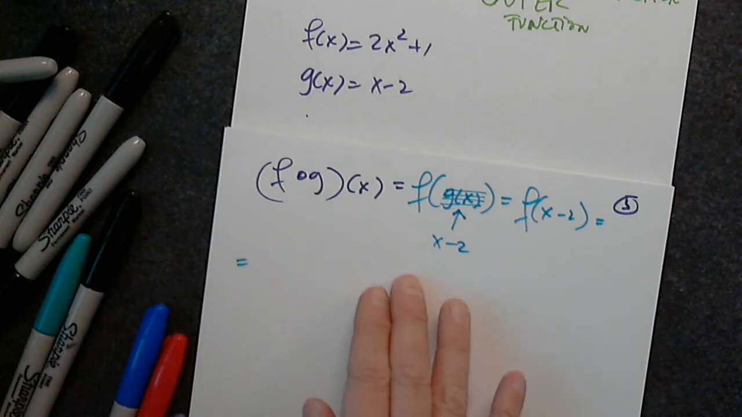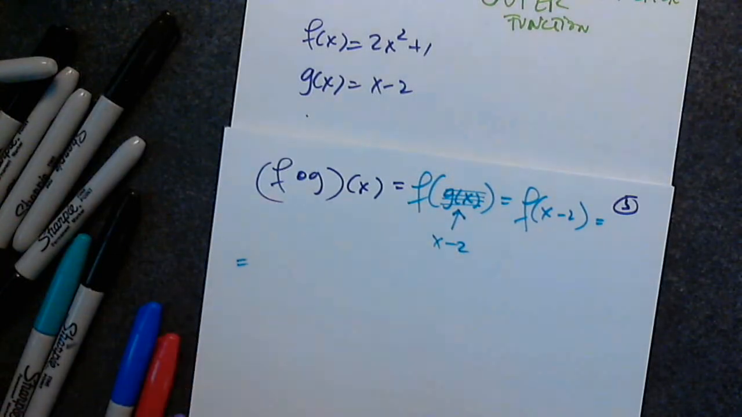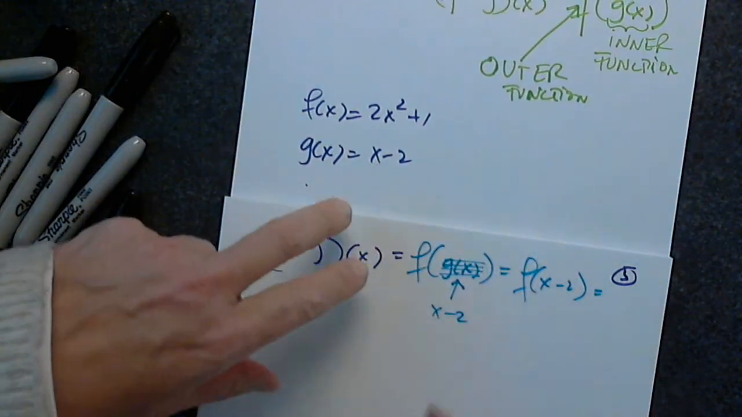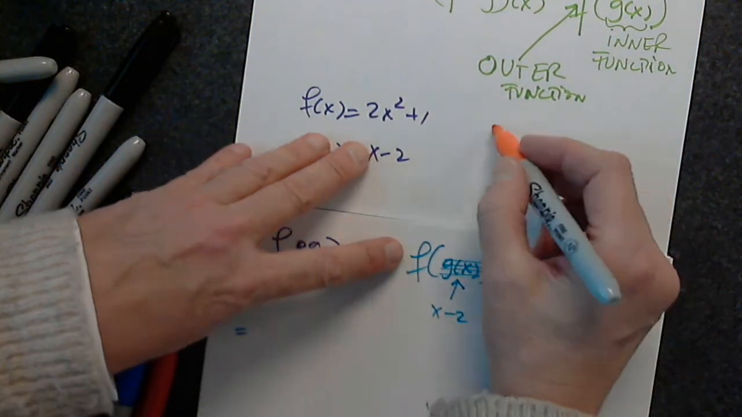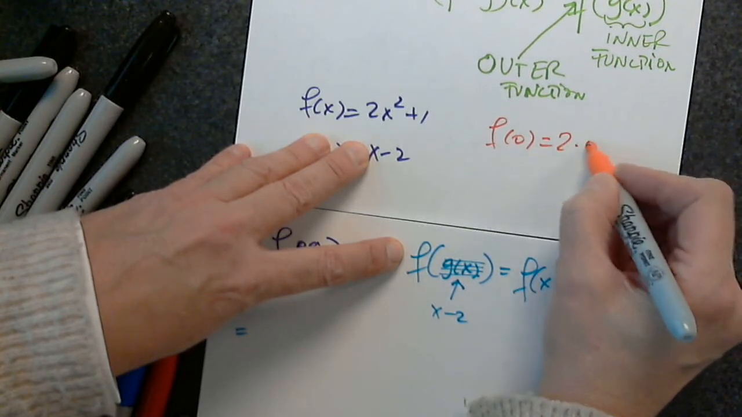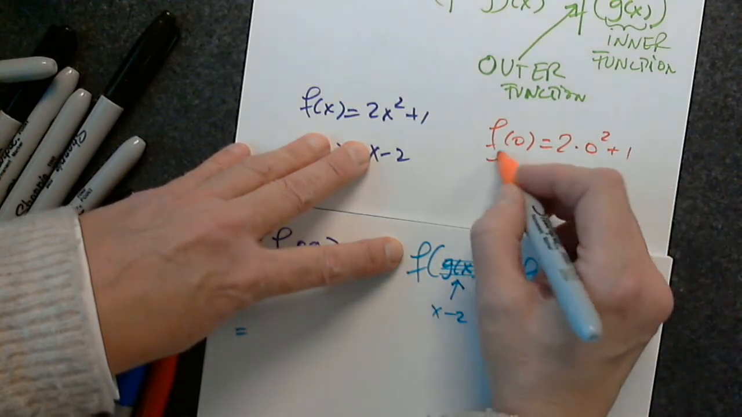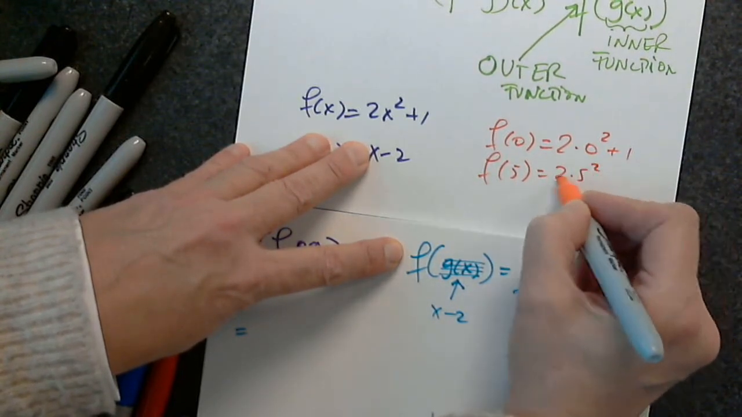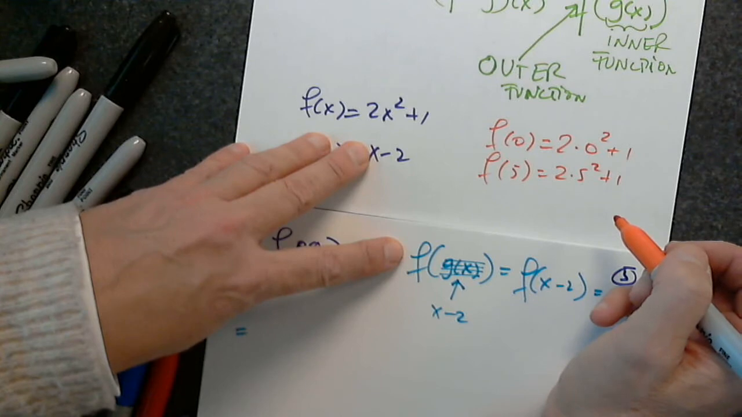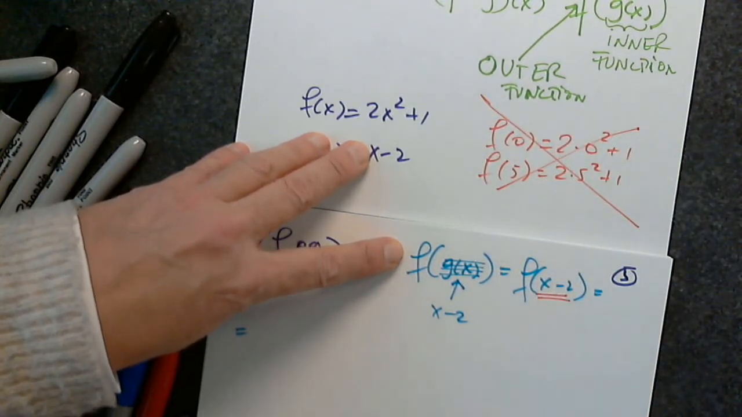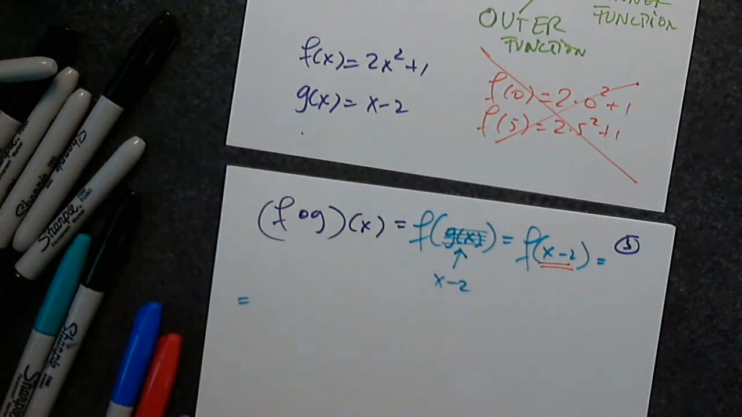So I have to write the next step. What will the next step be? One more time. Let's do this again. If I'm asked to find f of 0, which is not the case here, I will write 2 times 0 squared plus 1. Agreed? If I'm asked to find f of 5, I will write 2 times 5 squared plus 1. Agreed? This is not what I'm asked. I'm asked to find f of x minus 2. But it's the same thing. So please tell me what to write.